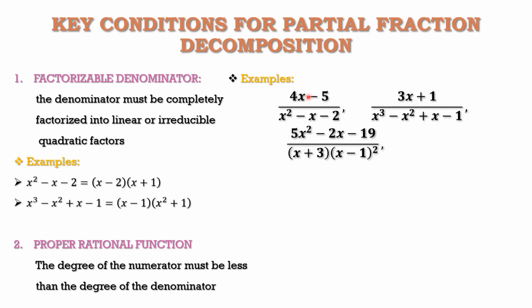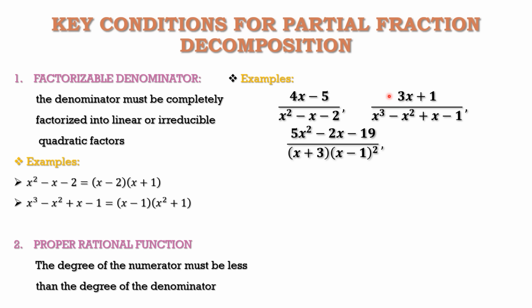So let's look at examples. We have 4x minus 5 divided by x squared minus x minus 2. We also have 3x plus 1 divided by x to the power 3 minus x squared plus x minus 1. When we look at the first example, the degree for the numerator is 1 and the degree for the denominator is 2. So it makes this particular rational function a proper rational function.